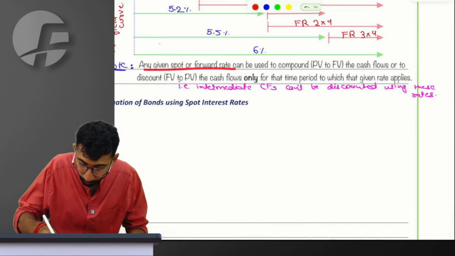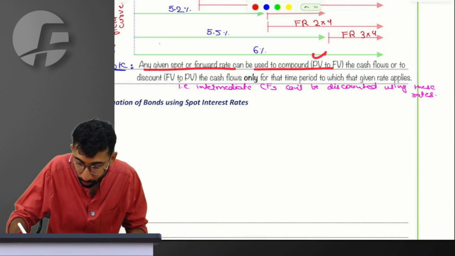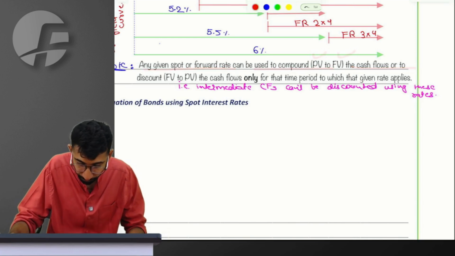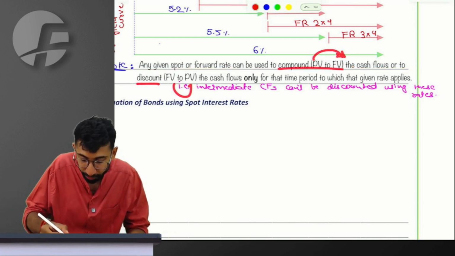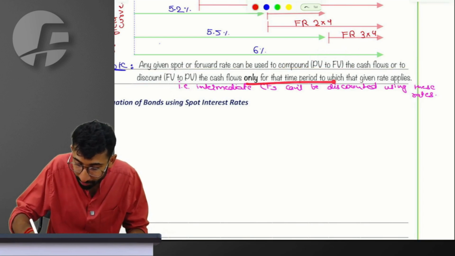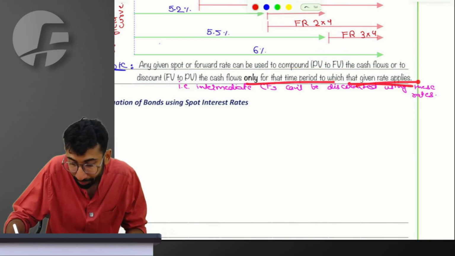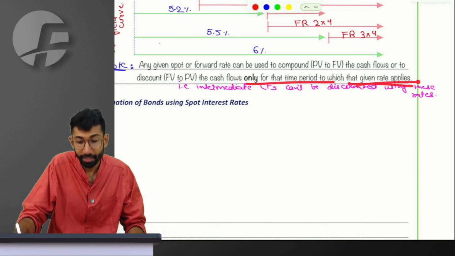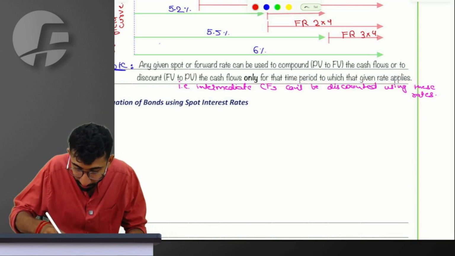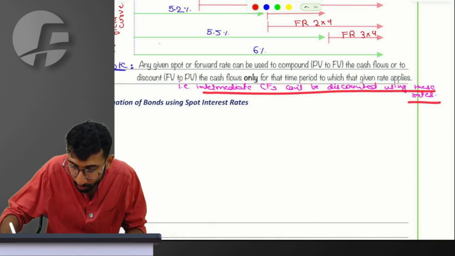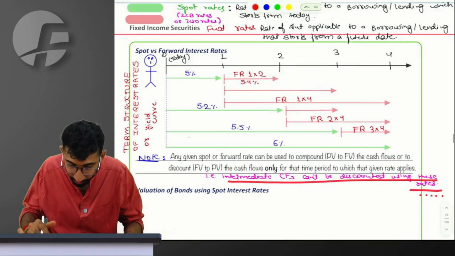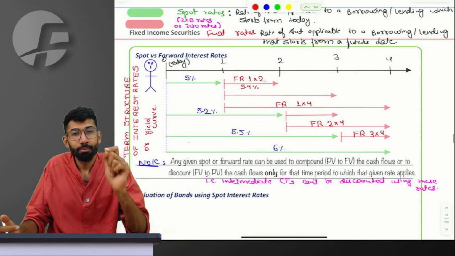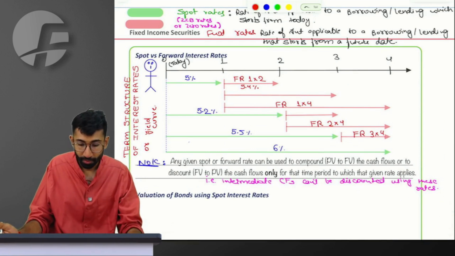Any given spot or forward rate can be used to compound or discount the cash flows, which is compound the cash flows from PV to FV or discount the cash flows from FV to PV, only for that time period to which the rate applies. And therefore intermediate cash flows cannot be discounted using these rates. Clear? Fine. Now you all need to get yourself comfortable with certain terminologies.